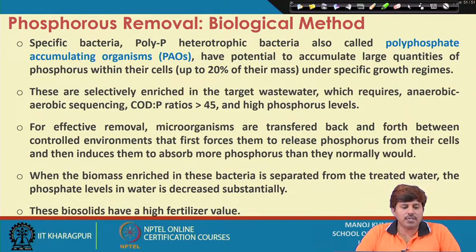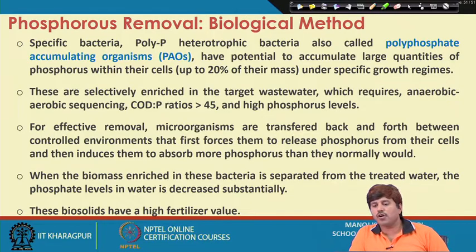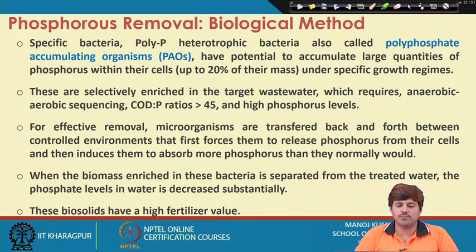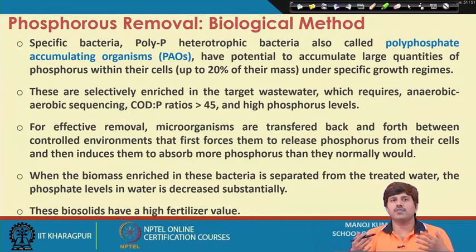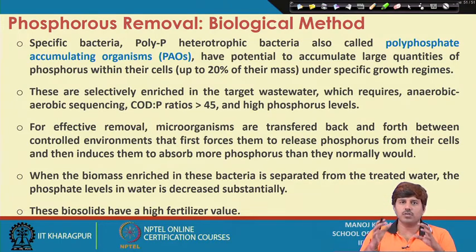From the biological methods, there are specific bacteria, poly-P heterotrophic bacteria. These are also called polyphosphate accumulating organisms, or PAOs. They have the potential to accumulate large quantities of phosphorus within their cell mass. In their cell structure they can accumulate as high as around 20% of the total mass as phosphorus. But that is not the usual case, that is under a specific growth regime, and we have to provide that growth regime.